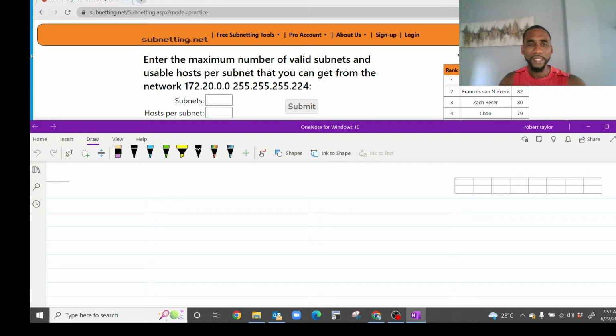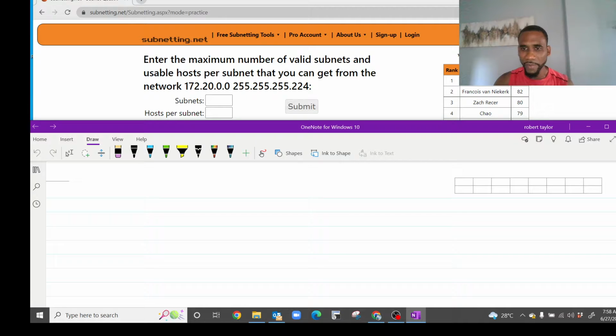It says, enter the maximum number of valid subnets and usable hosts per subnet that you can get from the network 172.20.0.0 with a mask of 255.255.255.254. How do you approach this question? The first thing I do is convert the decimal representation of the IP address and mask into binary. And how do you do that?